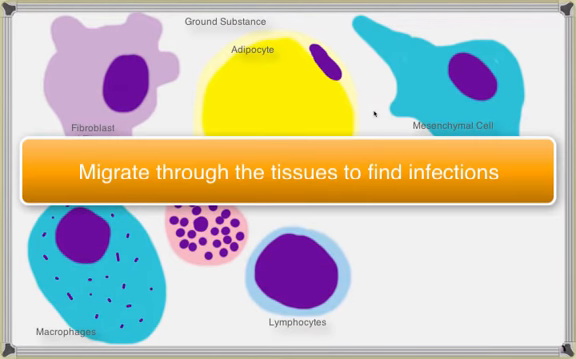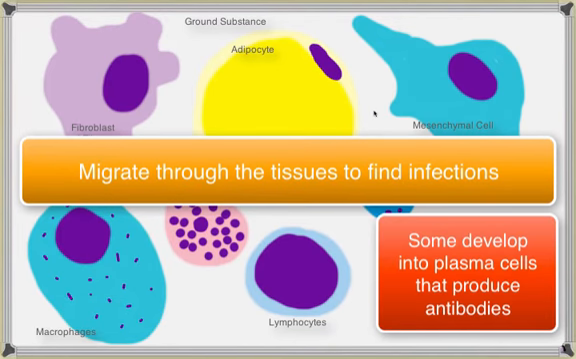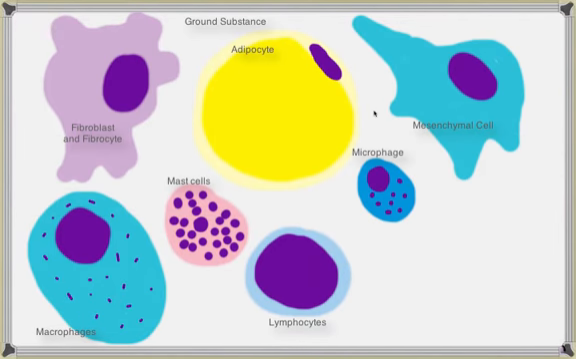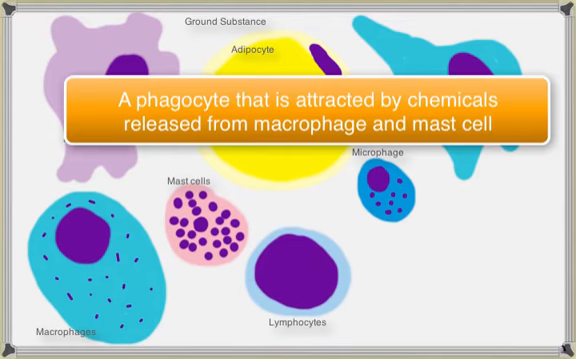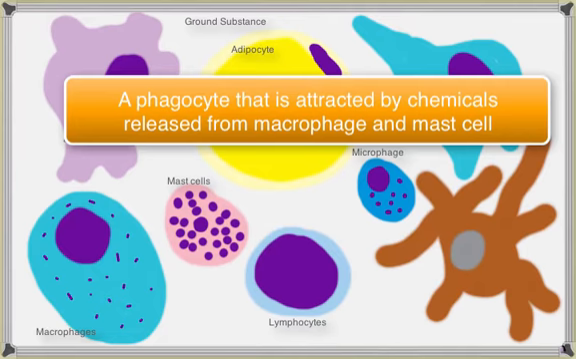Lymphocytes are cells that travel through the connective tissues as they migrate throughout the body. They are found in increased numbers wherever there is tissue damage. Some lymphocytes develop into plasma cells that will produce antibodies that defend the body against disease. The microphages are phagocytes that move through connective tissues in small numbers. When an infection or injury occurs, the chemicals released by the macrophages and the mast cells attract numerous microphages to the site where they will engulf debris and pathogens.